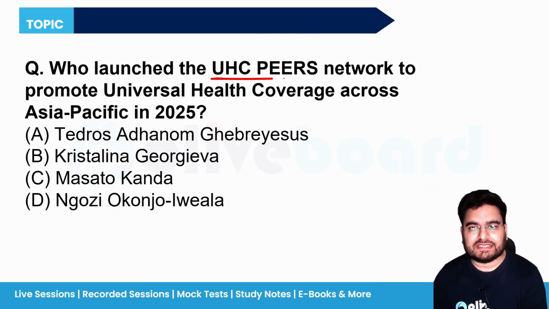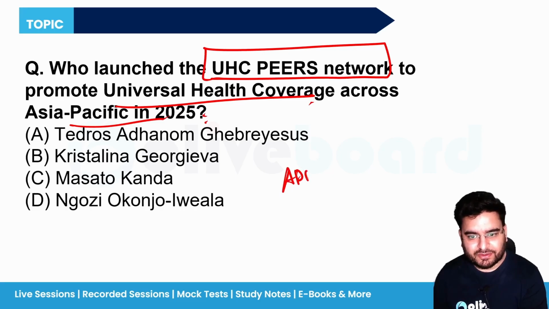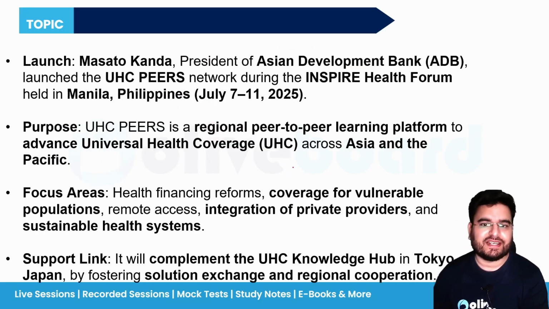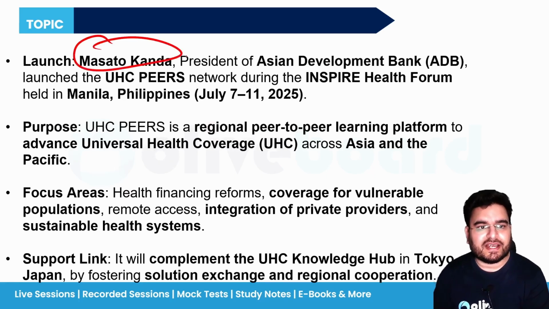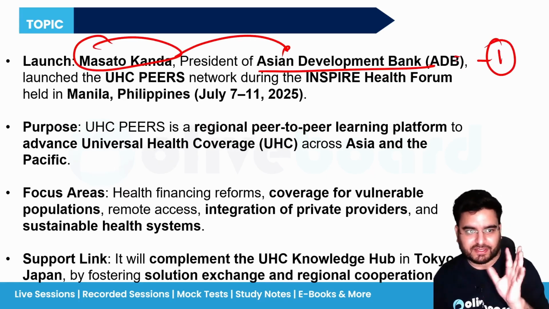So who launched the UHC Peers Network? Please remember, to promote universal health coverage across Asia Pacific. Okay, so we know that ADB has launched. So who is the president of ADB? Let's see the news. So Masato Kanda, he is the president of the Asian Development Bank. Number one fact, you have to remember this thing.